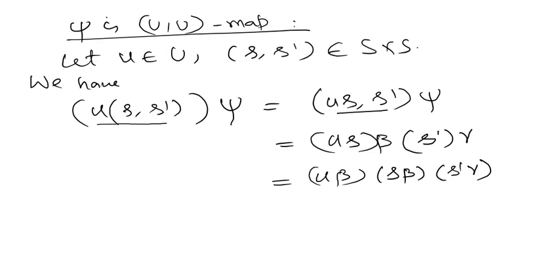And u beta will not be equal to u. I want only u here. So how do we do that? Since it's a UU map, it's a UU map.